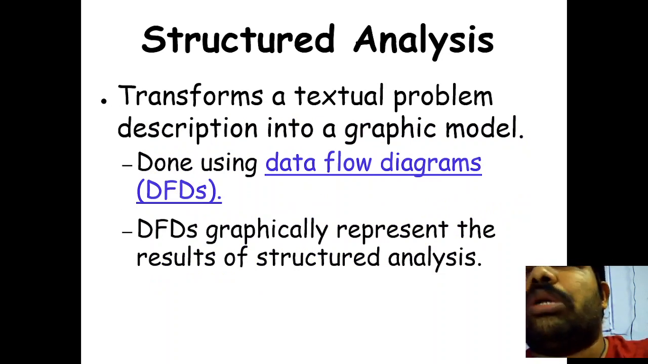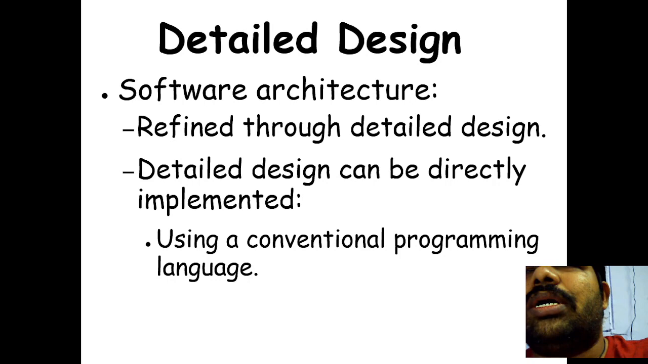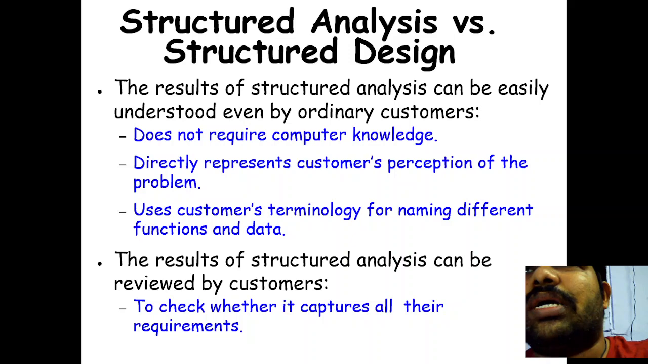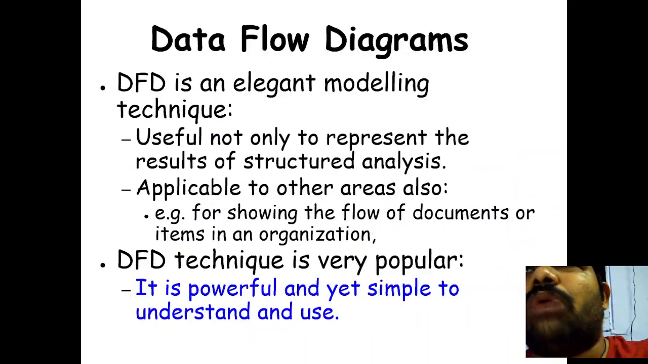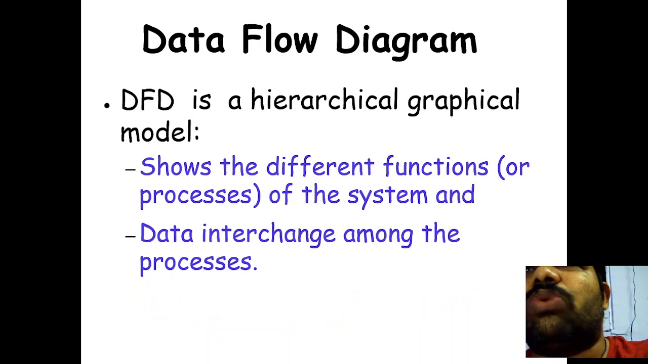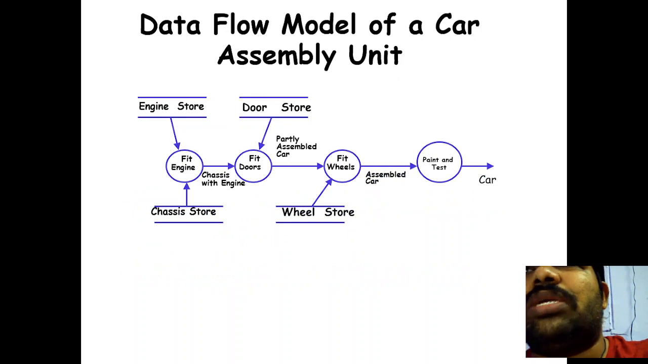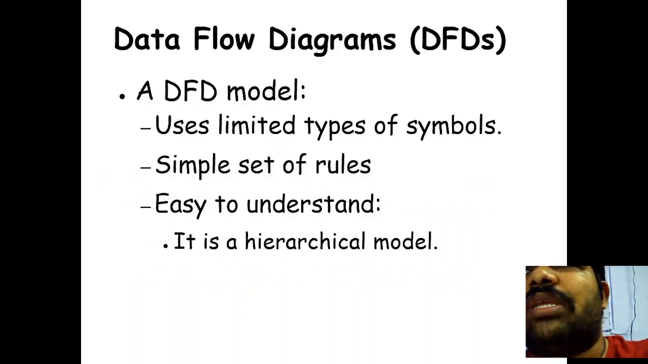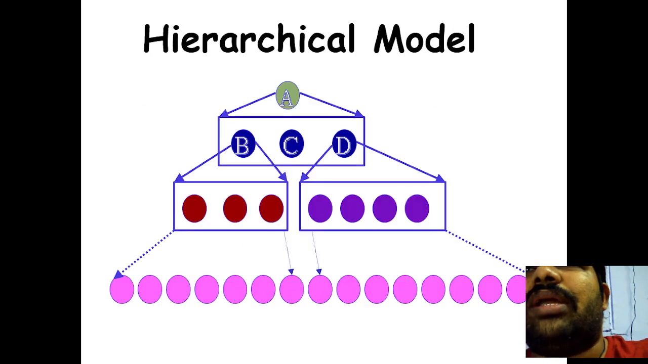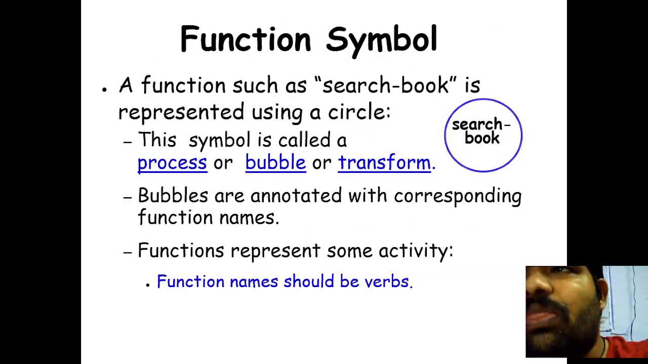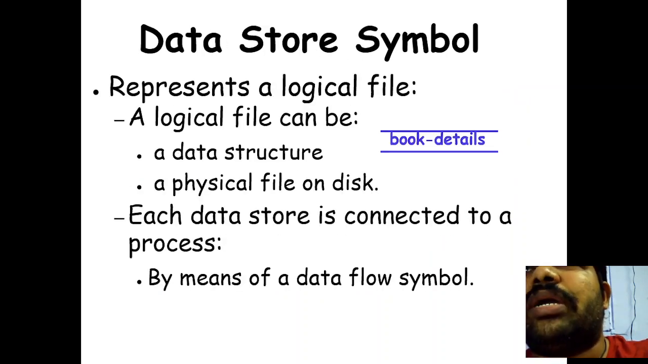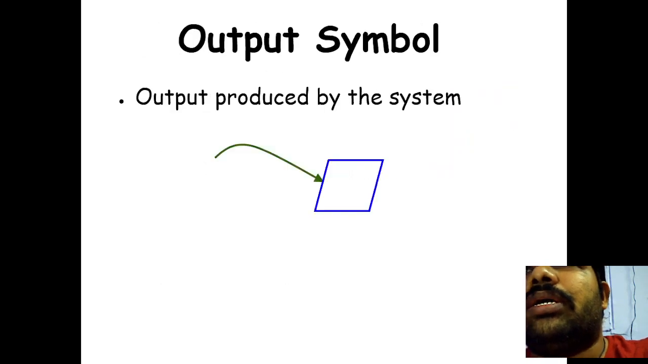How are we going to represent the structured analysis? We are taking DFD diagrams to represent the structured analysis, and then the detailed design is represented with the help of the software architecture. This is the concept that we have discussed in our earlier classes regarding data flow diagrams, the various symbols of DFD, and the hierarchical model representation. What are the different symbols in DFD? They are the function symbol, data flow symbol, data store symbol, and the output symbol.